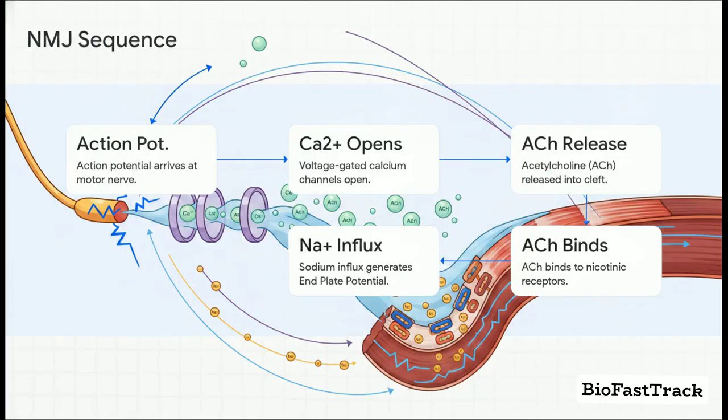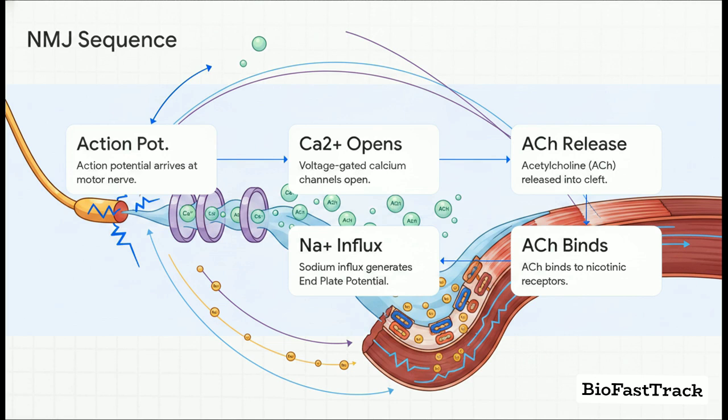So here's your chronological, high-yield sequence of events at the neuromuscular junction. You're going to want to memorize these 5 steps perfectly for your short answer questions. First, the electrical action potential hits the nerve terminal. This forces voltage-gated calcium channels to open. Calcium rushes in, and that forces the vesicles to dump acetylcholine straight into the gap.